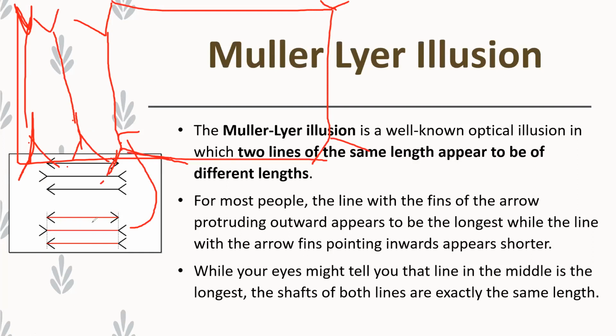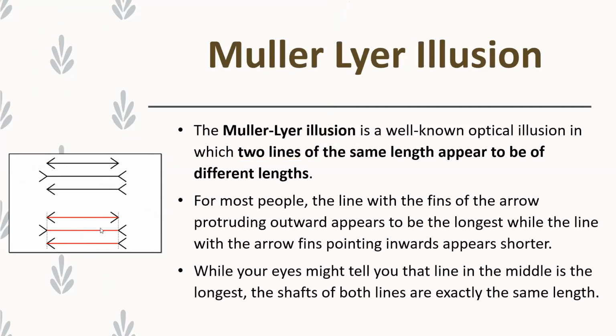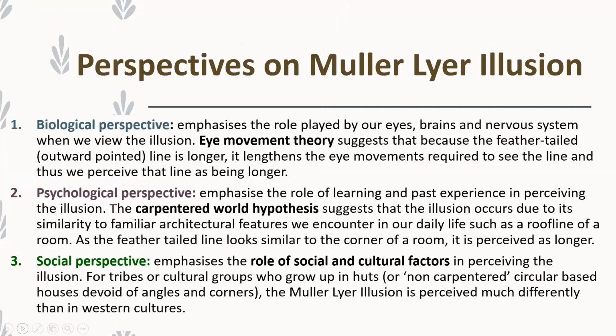So essentially, because the second line resembles the actual walls in a house, or the actual ceilings and how they connect to the floor and all that stuff, basically because of our past experience of living in houses that have these kinds of structures, we start to believe that that line is longer compared to the line with the arrows that point inwards.